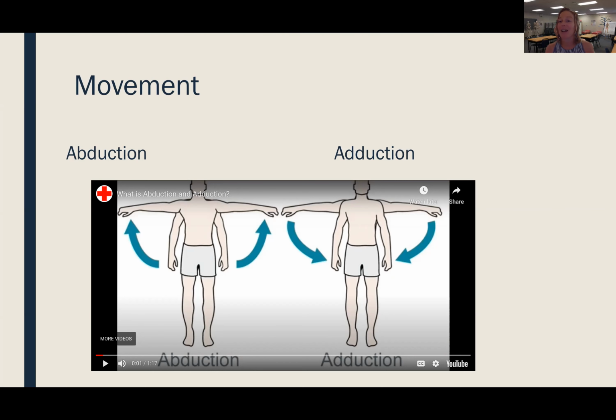So we're going to practice that. Just sitting in your seat, I want you guys to not hit the person next to you, but practice. On the count of 3, we're going to do abduction, okay? So 1, 2, 3, abduction. And to get back to anatomical position, we have to do adduction, adduction. One more time, abduction and adduction. Nice job, nice job.